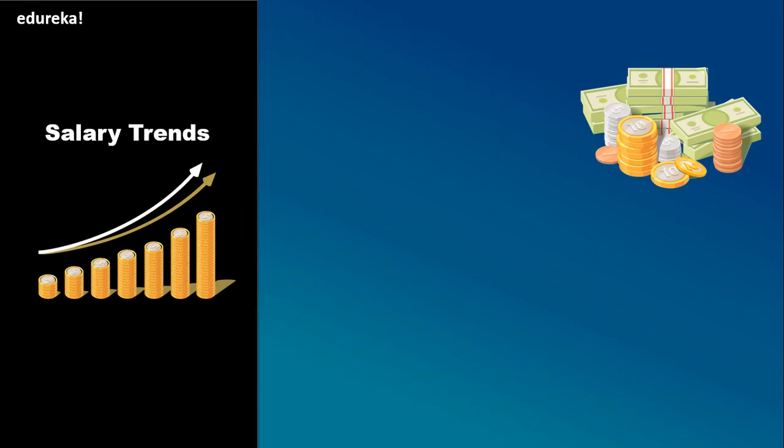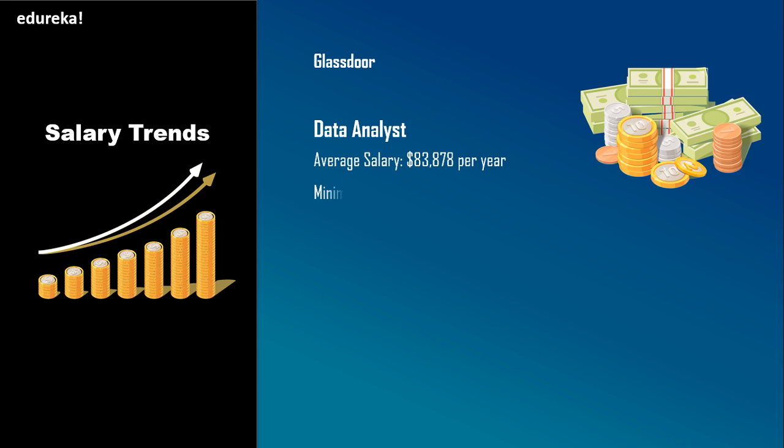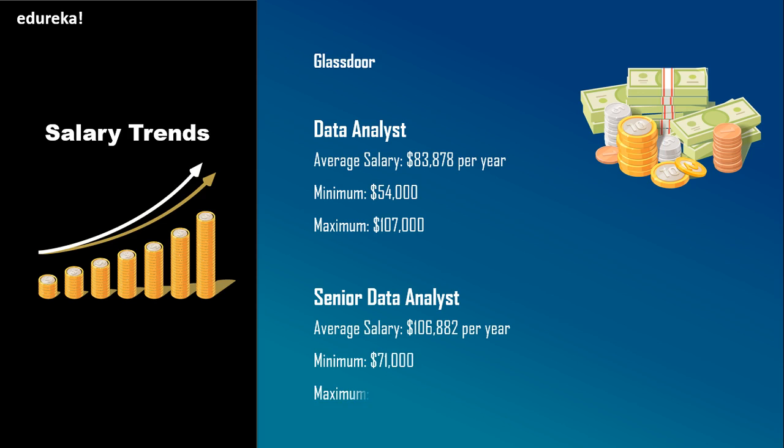Now, if we have a look at the salary trends of data analysts, according to Glassdoor, the average salary of a data analyst is $83,000 per year. That's a lot of salary for a data analyst, with the minimum being $54,000 and the maximum being $107,000. And if you are going for a senior data analyst position, the average salary is even more. It's $106,000 per year with a minimum of $71,000 and a maximum of $135,000.